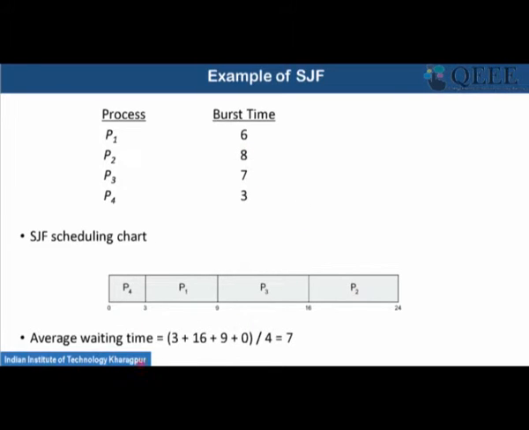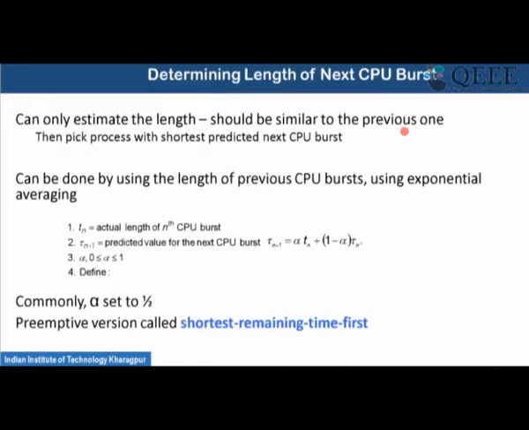Now in this way, if you compute the average waiting time, it comes to be 7 seconds. So the question remains how will you determine the length of the next CPU burst before the process is actually getting executed. In such a scenario, we can only estimate the length.